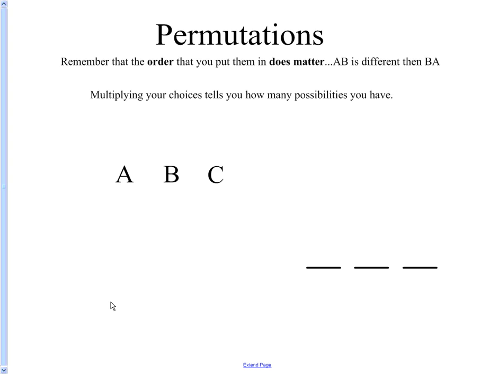Scratch paper, write down the word permutation. We're going to learn about permutations. It's kind of like permanent mutation, but it's not related to that at all. Okay.